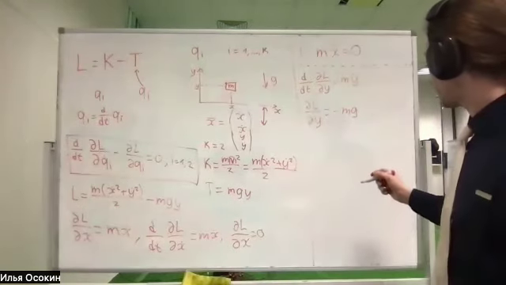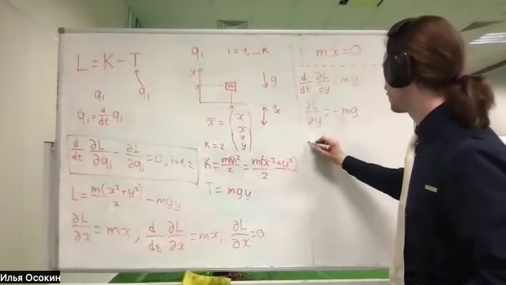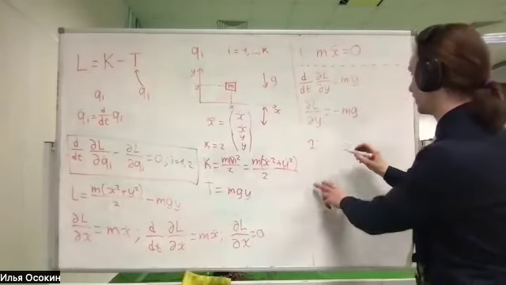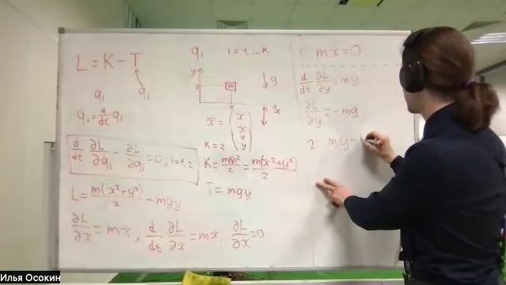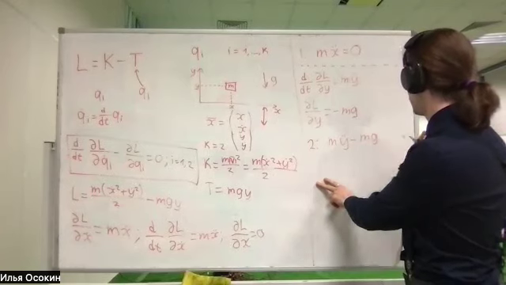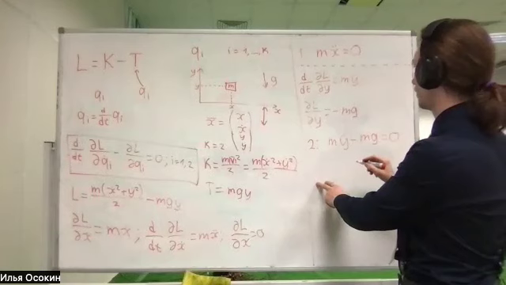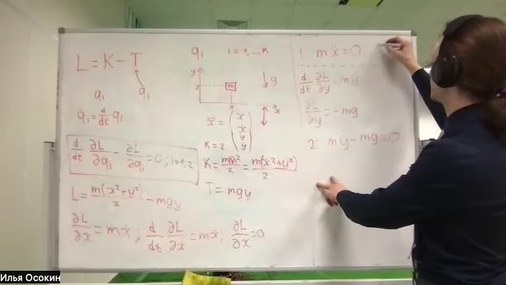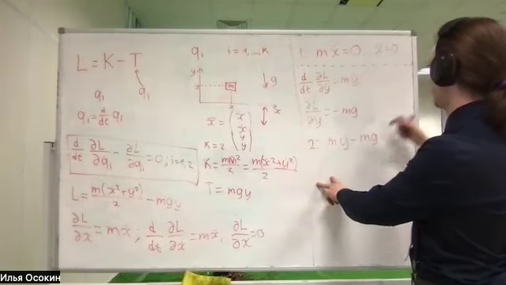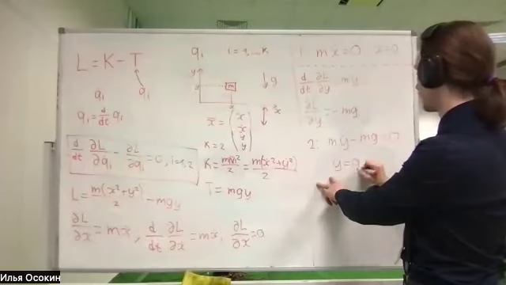Okay, so let's write down the second equation of motion. It will be m y double dot minus m g equal to 0. So from here we can say that x double dot is equal to 0, and from here we can say that y double dot is equal to g.